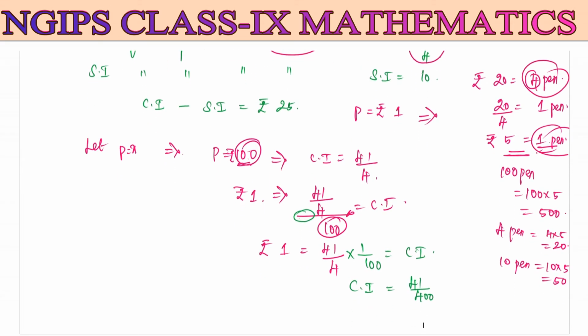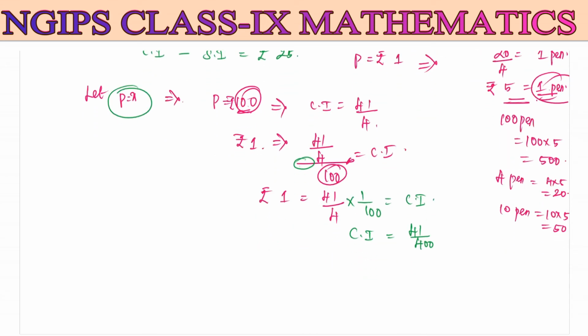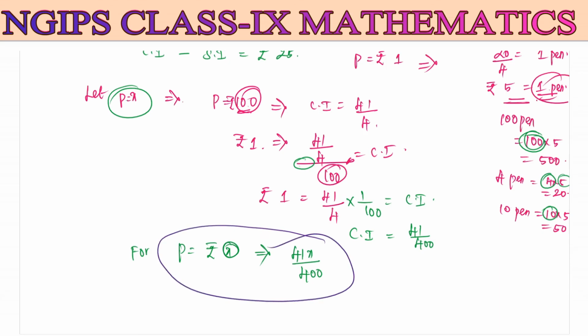Now we don't know exactly how much the principal is, so I have taken it as x. For principal x rupees, we need to multiply: if it is 10, we multiply with 10; if it is 4, we multiply with 4; if it is 100, we multiply with 100. So here I have x rupees, so I need to multiply by x. So 41x divided by 400. This is the compound interest for 2 years when the principal is unknown, x.